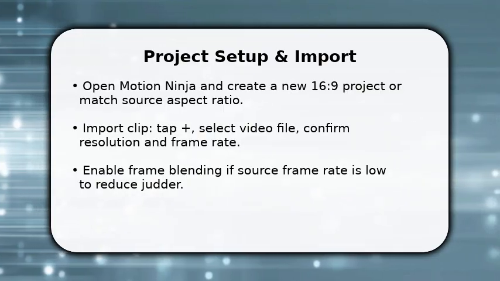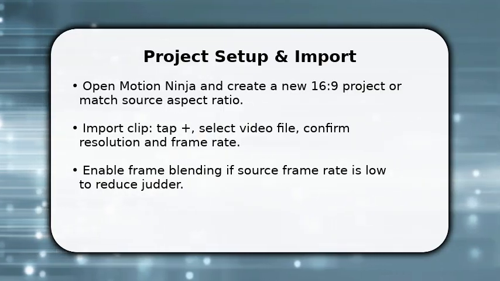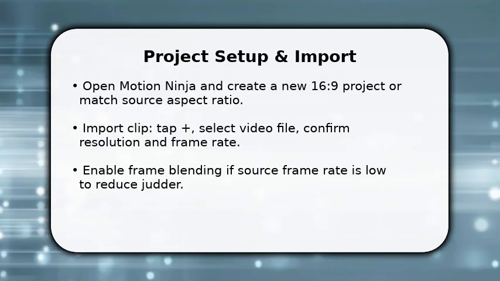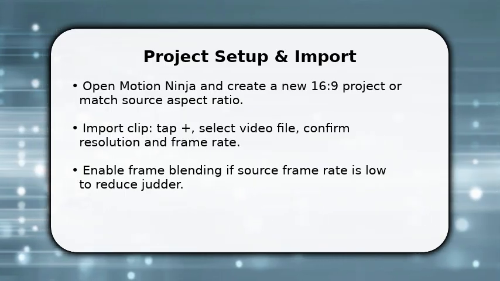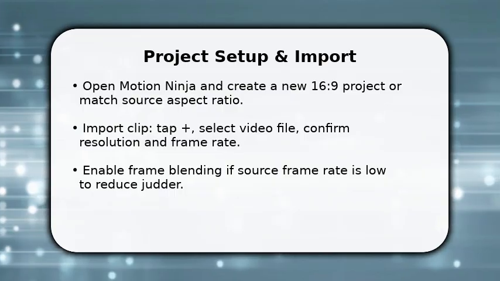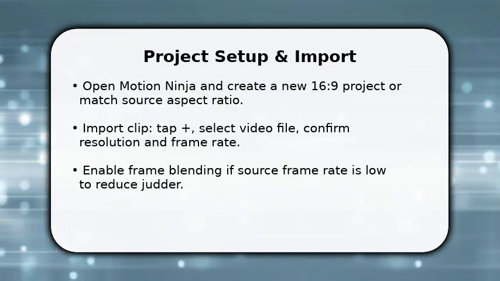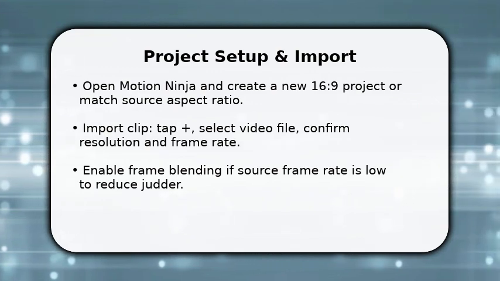Once done, import the video using the plus button and check its frame rate and codec because Motion Ninja applies time effects differently depending on source frames. Enable frame blending for smoother results when your clip has a low frame rate. This reduces choppy frames before you apply speed changes.